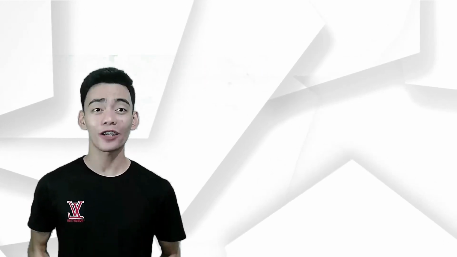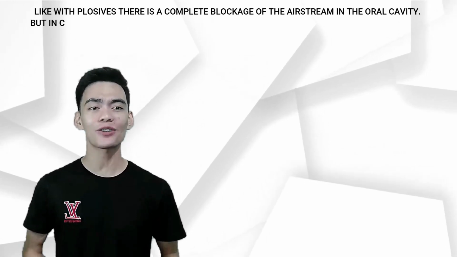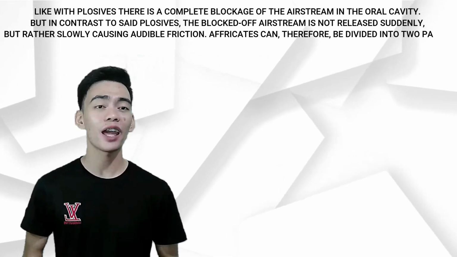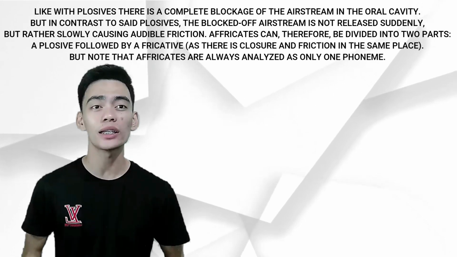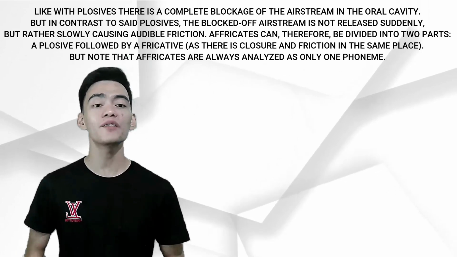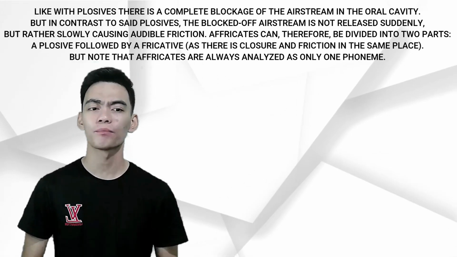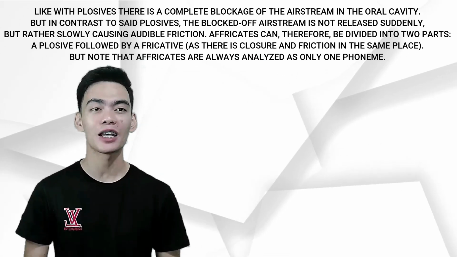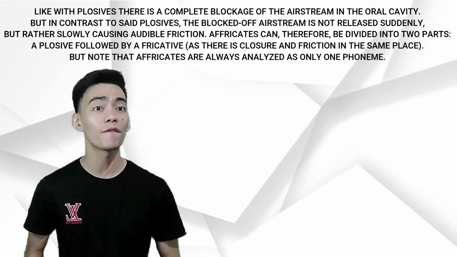Number 2, affricates. Like with plosives, there is a complete blockage of the air stream in the oral cavity. But in contrast to plosives, the blocked off air stream is not suddenly released, but rather slowly, causing audible friction. Affricates can therefore be divided into 2 parts, a plosive followed by a fricative, as there is closure and friction in the same place. But note that affricates are always analyzed as only one phoneme.